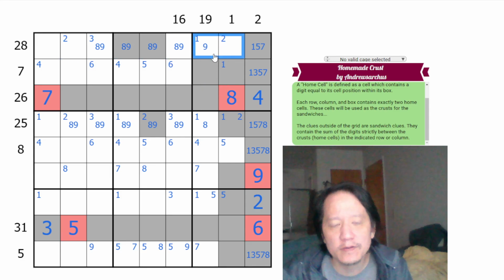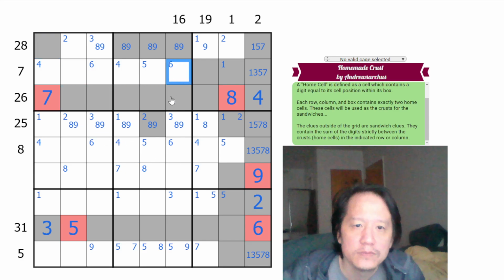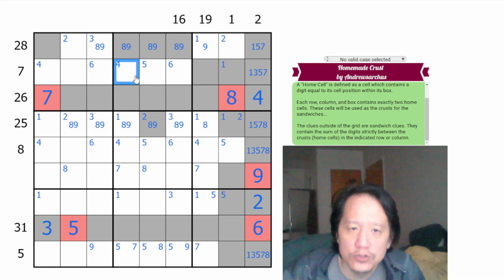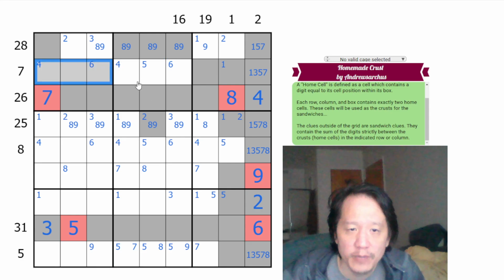Okay, so then one of these two is a home cell. This cannot be a home cell. This cannot be a home cell. Okay, so then we have 2 home cells here, right? There's no home cells that can be here. There's no home cells that can be here. There has to be 2 in box 6, or box 2, sorry. So these can't be home cells.